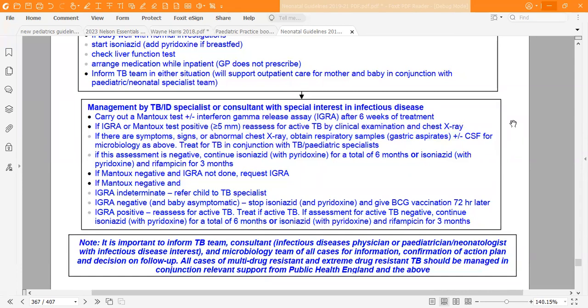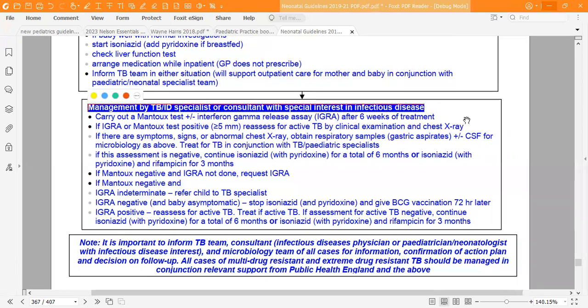Management by a TB infectious disease specialist or consultant with special interest in infectious disease. So this box is only for our seniors. The TB team, the infectious disease team, will do this. It's not our job as registrars.